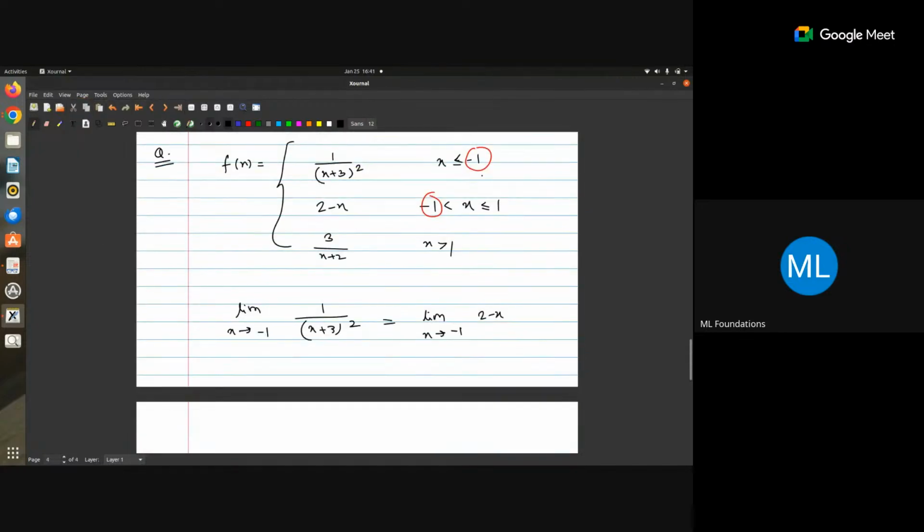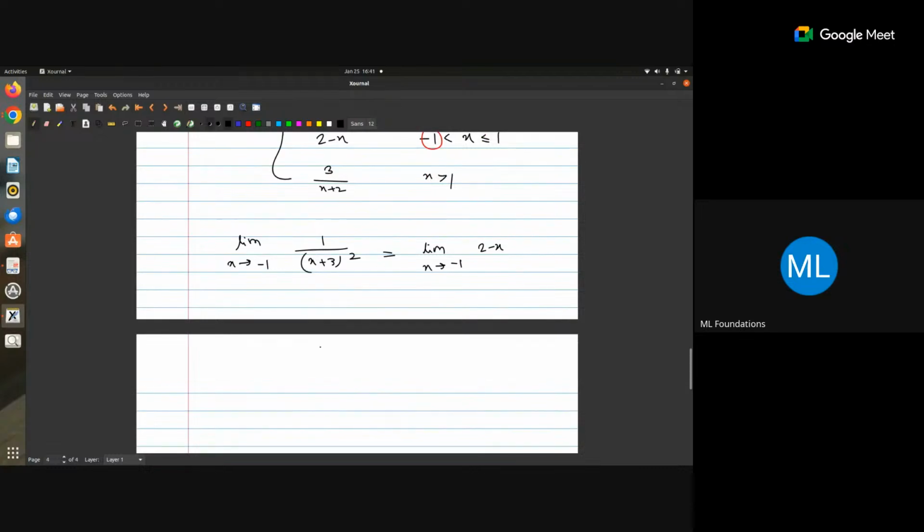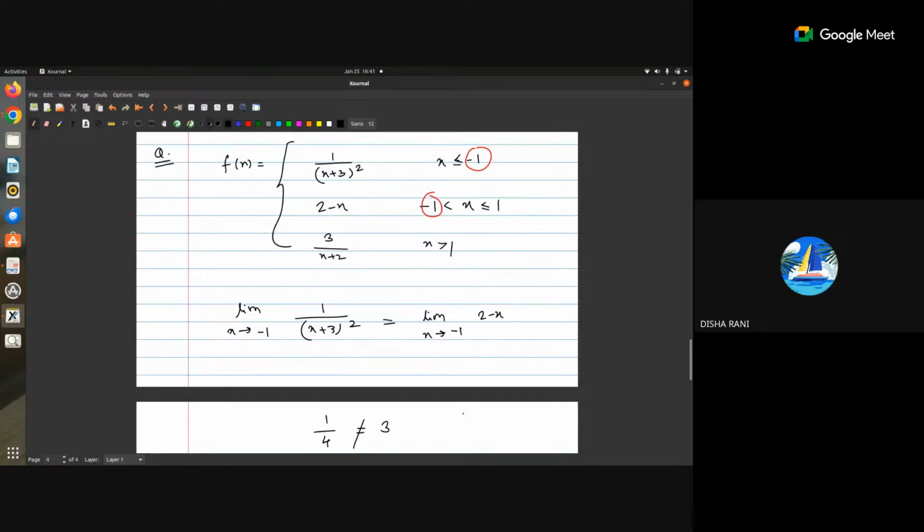If I do that, what is the value? So x is -1 plus 3. How much? 2. So 2 squared is 1 by 4, equals 2 minus of -1, which is 3. So this value is not equal, and hence g is not continuous at x equals -1. Right? Now we have to check these values.